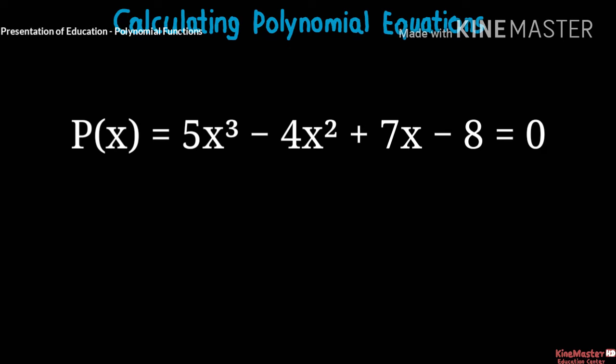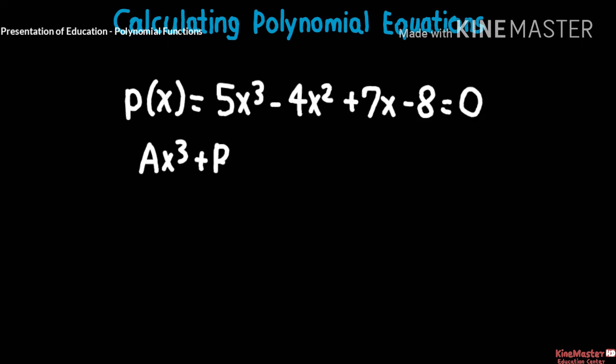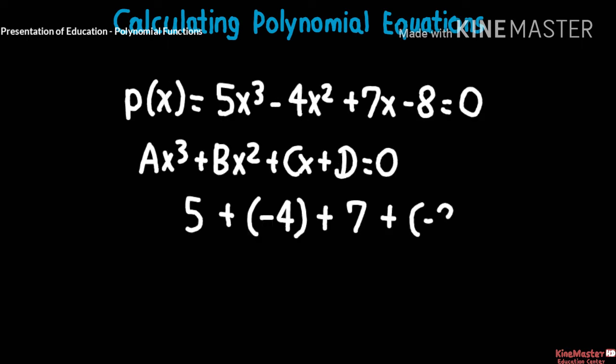This is the most important way to calculate and determine the zeros correctly. Take p of x equals 5x cubed minus 4x squared plus 7x minus 8, which is equal to 0. This is not a difficult problem. We are going to solve it and determine the zeros. Using the standard form ax cubed plus bx squared plus cx plus d equals 0, let's test positive 1.